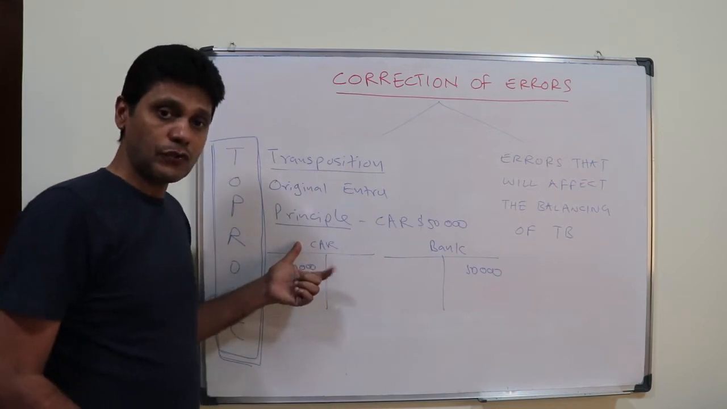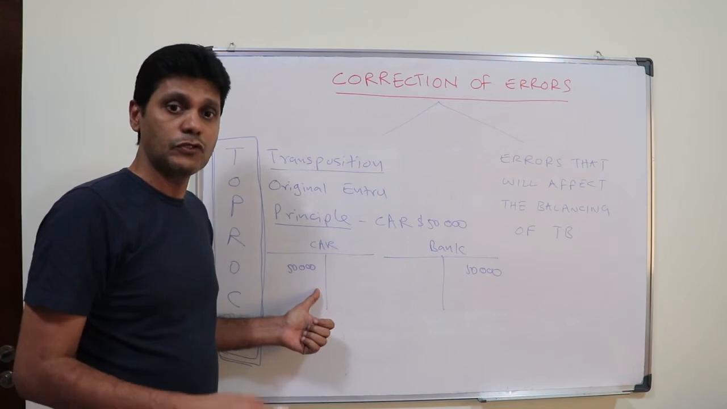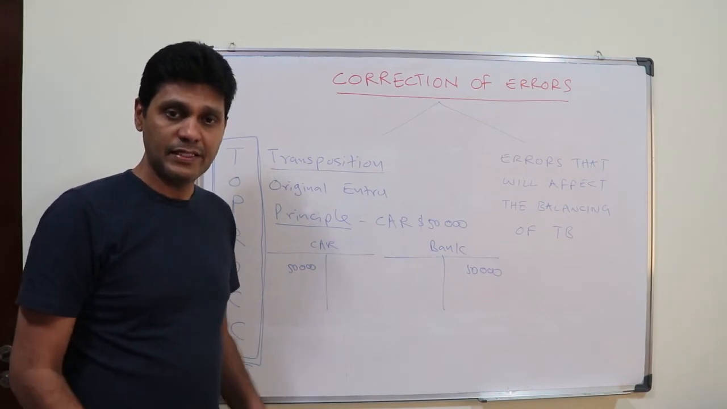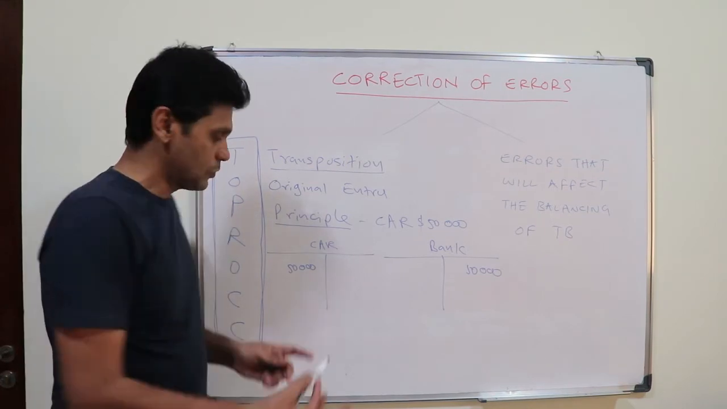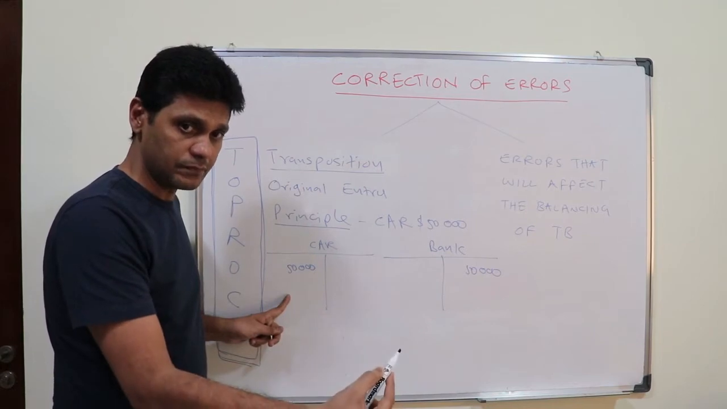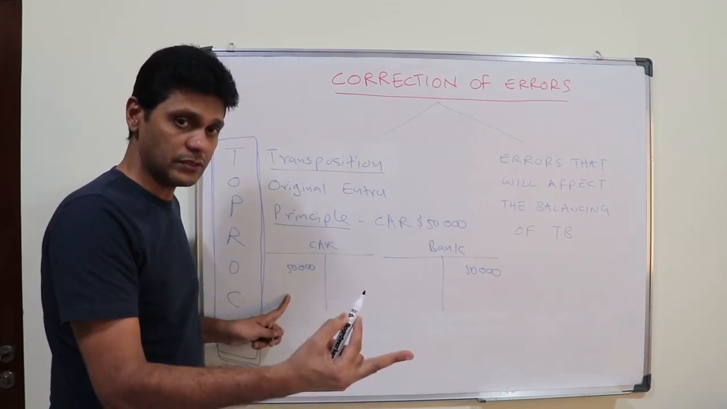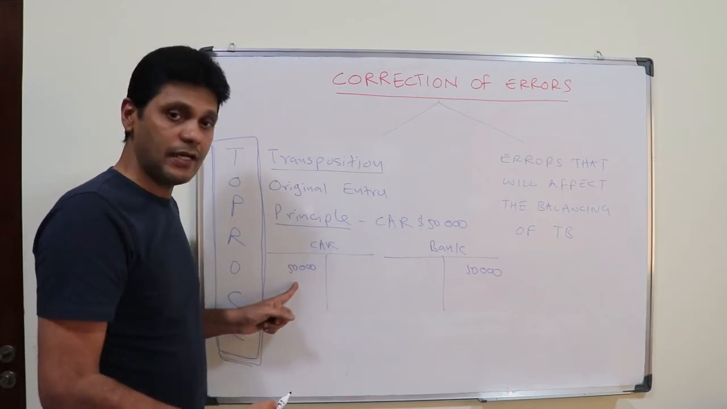And where will you show this? The car account, where will you show this? In the financial position, in the balance sheet, as an asset. So this will not be deducted against your income. To calculate the profit or loss, you will not deduct this car.